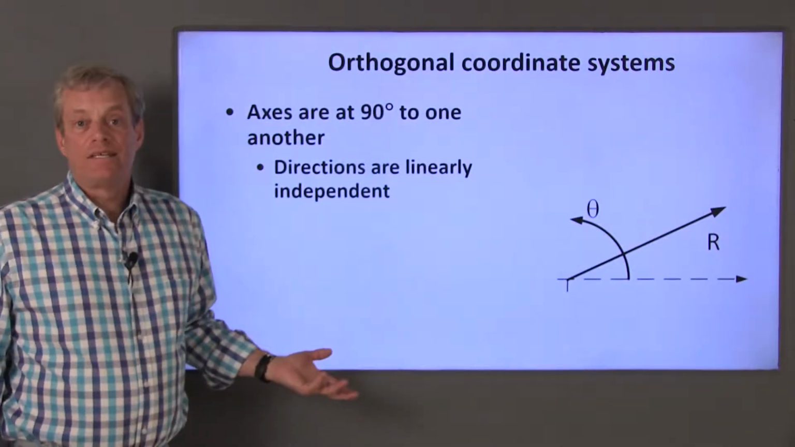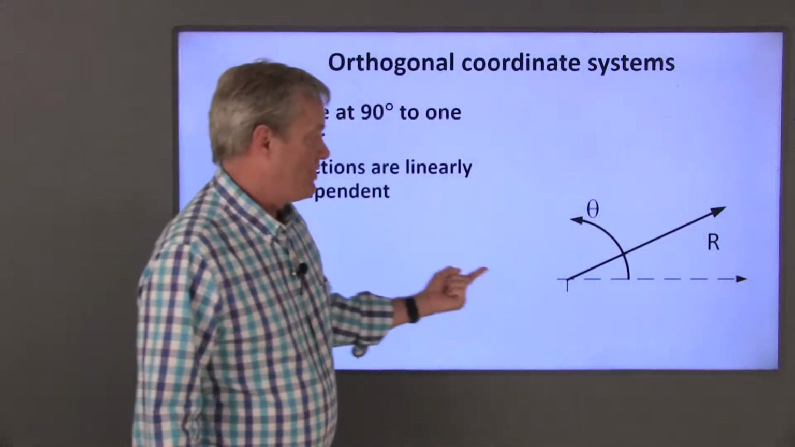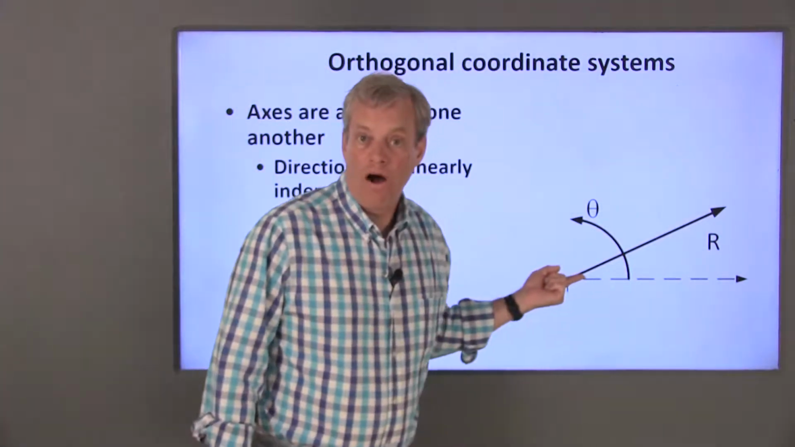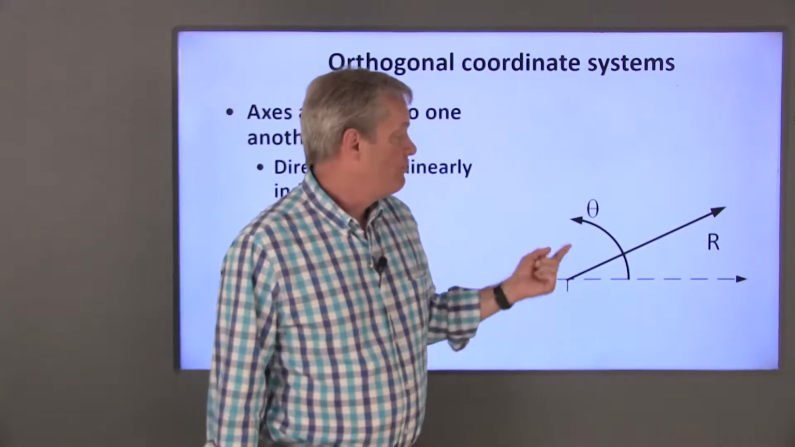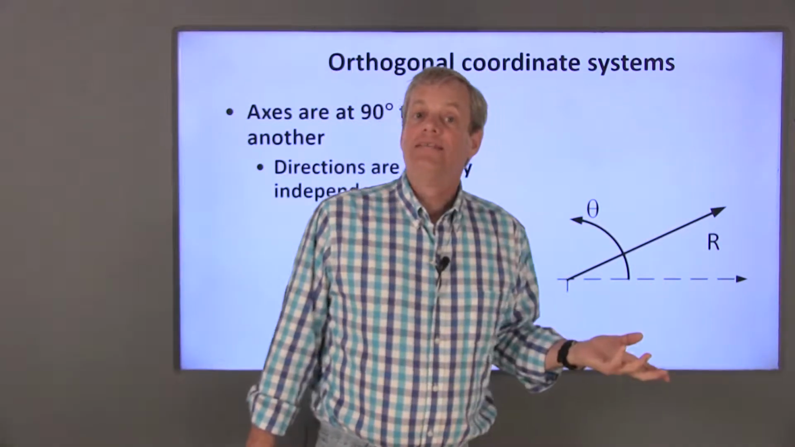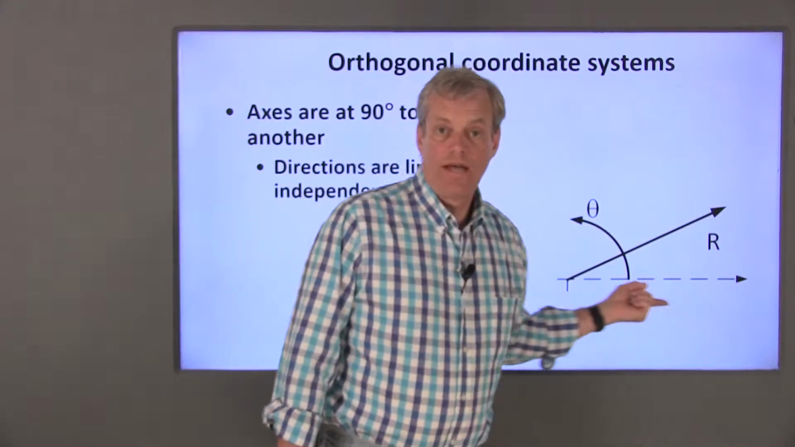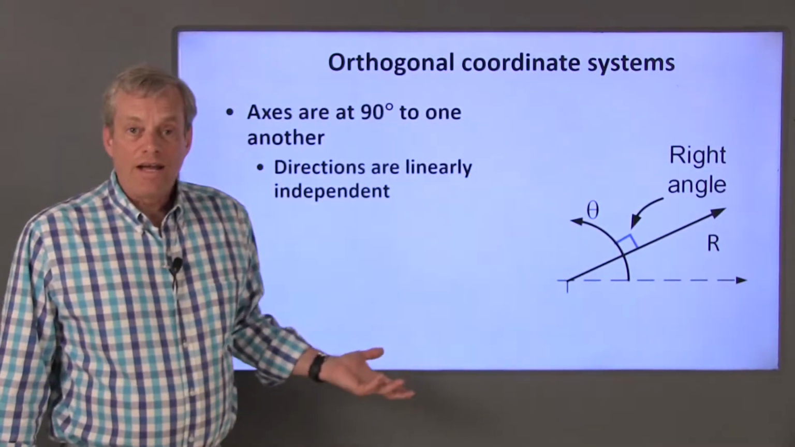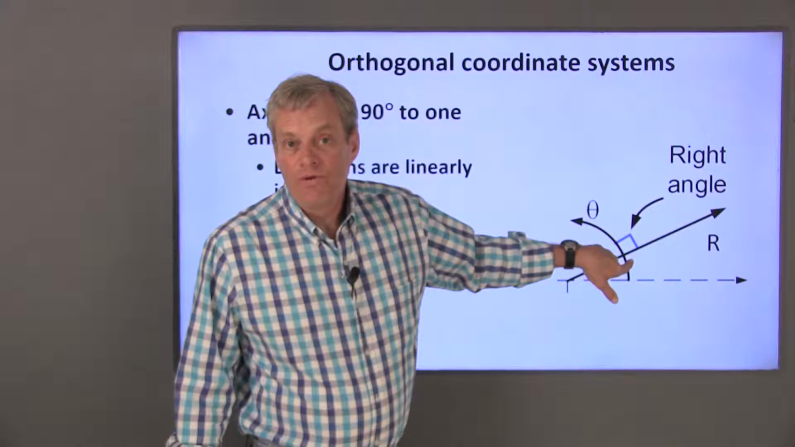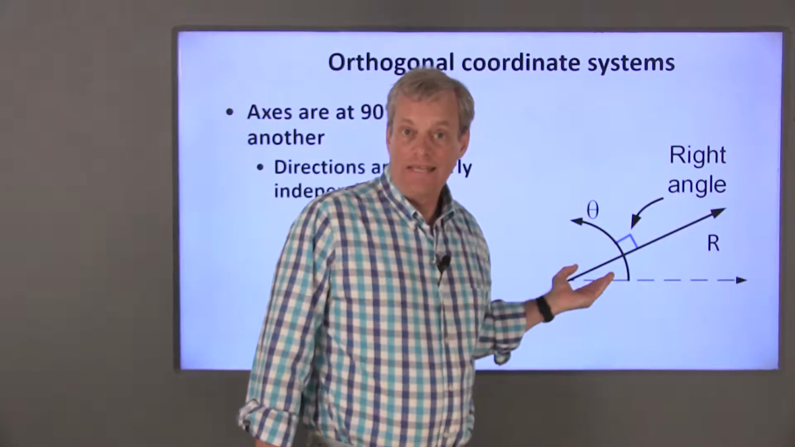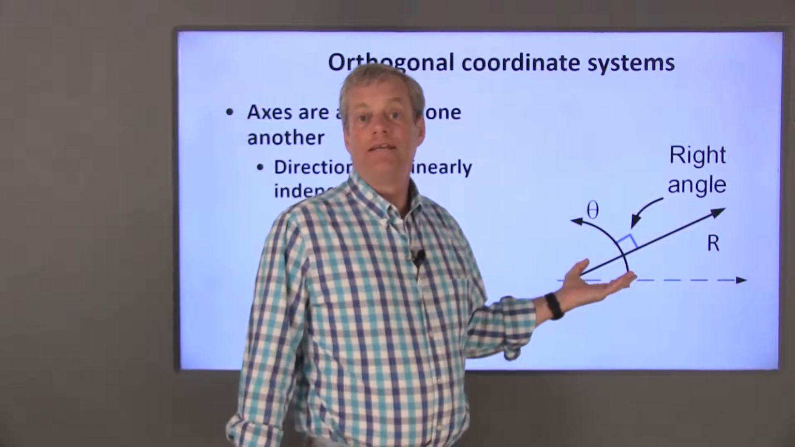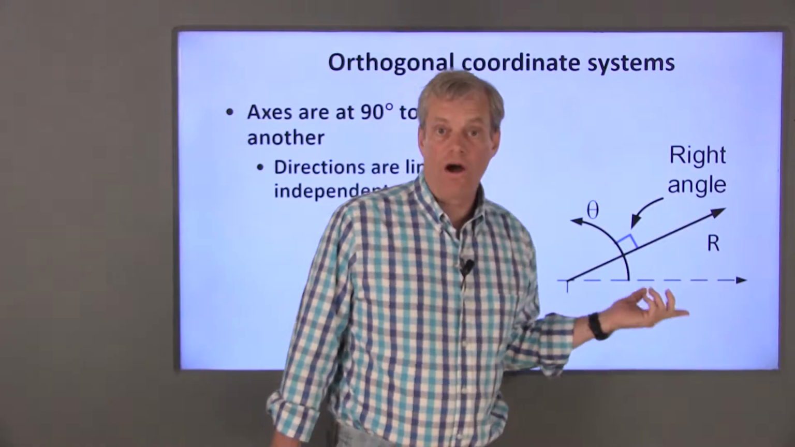Polar coordinates consist of a radial distance at some direction, indicated here by r, and an angle between that direction and some reference direction, which I'm calling theta. In this case, the reference direction is horizontal. The coordinate directions are still at 90 degrees to one another. No matter what direction the vector r is in, the angular direction theta is always at right angles to r.